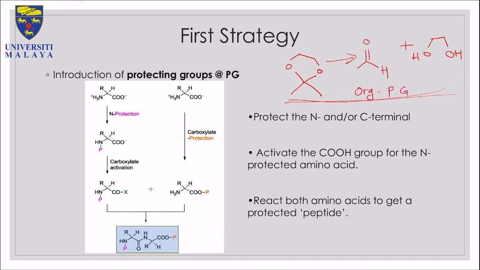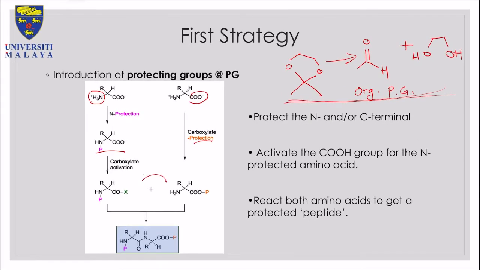Similarly for peptides and proteins, you can introduce a protecting group either on the N terminal, or you can introduce a protecting group on the carboxyl terminal. So you can have protecting groups on either side of the protein, and then what you will have is an amino acid which is protected on the N terminal, and another amino acid which is protected at the C terminal.